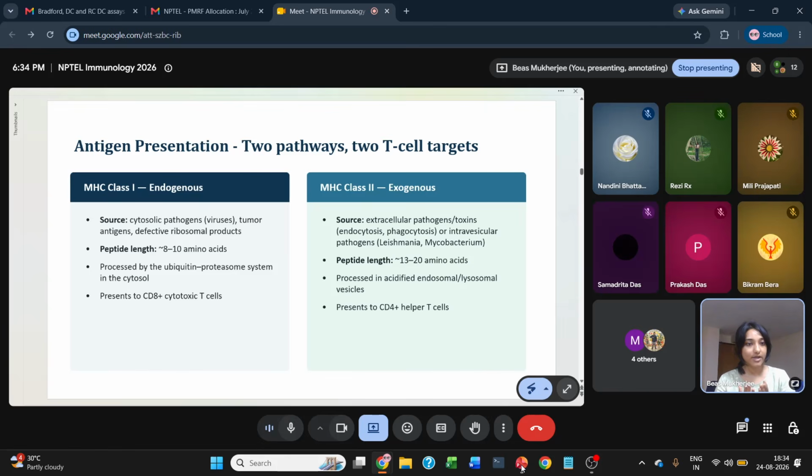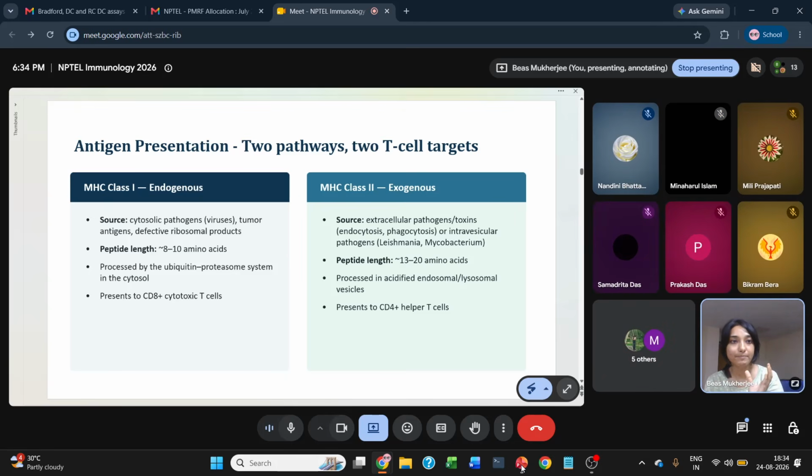It is 8 to 10 amino acids. It is relatively short, and these peptides are processed by the ubiquitin-proteasome system in the cytosol. So what is ubiquitin? Ubiquitin is a very small, very stable protein. It is attached onto a protein that will undergo degradation, so it is like a marker for a protein that has to be degraded. Multiple ubiquitin molecules are attached onto the same protein, tagging it for degradation. These peptides are presented to CD8 plus cytotoxic T cells.